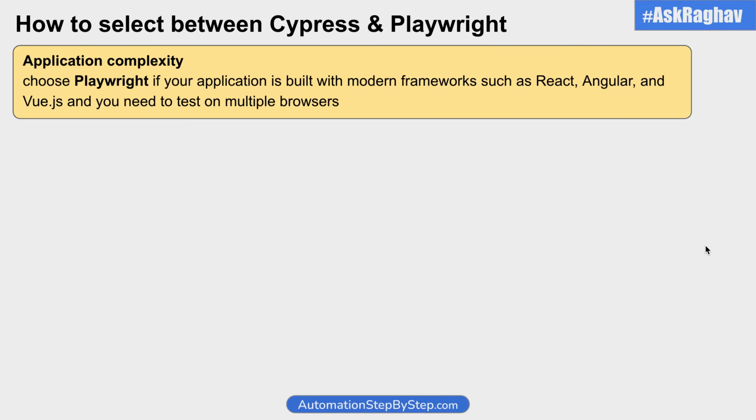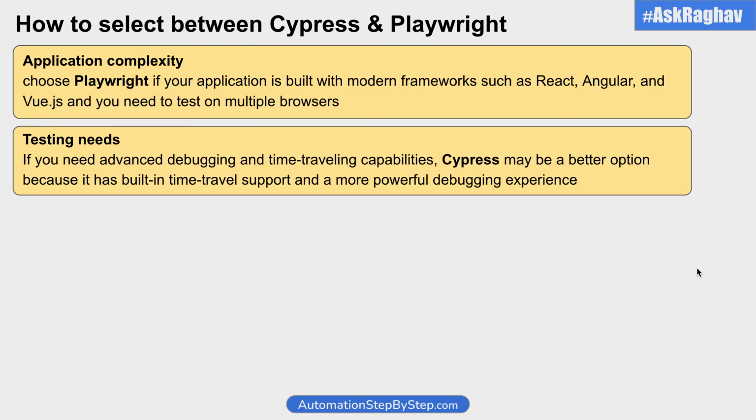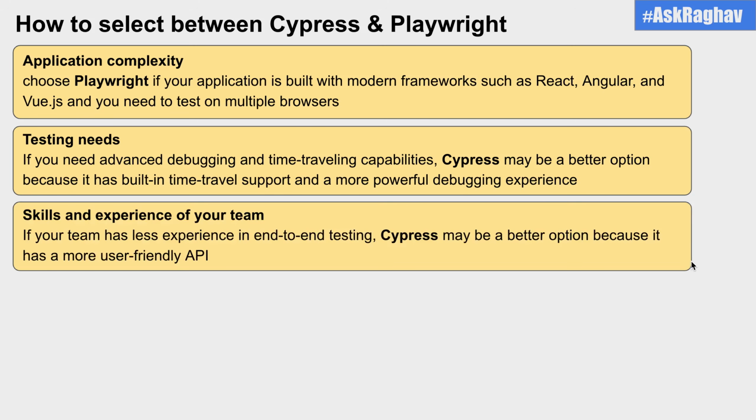But if you go by the application complexity, now Playwright is built for supporting all the modern applications built with frameworks like React, Angular, Vue.js, etc. So if that is the case, you can go with Playwright. Otherwise, Cypress can also handle most of the JavaScript applications. Okay. Then your testing needs. If you want some advanced debugging capabilities along with time travel that Cypress provides, Cypress can be a better option.